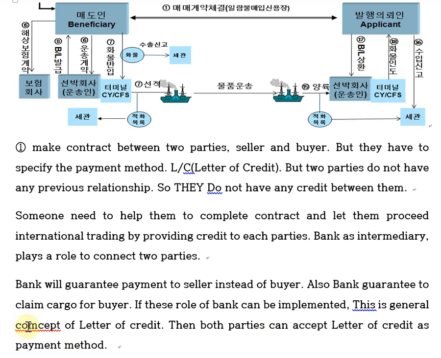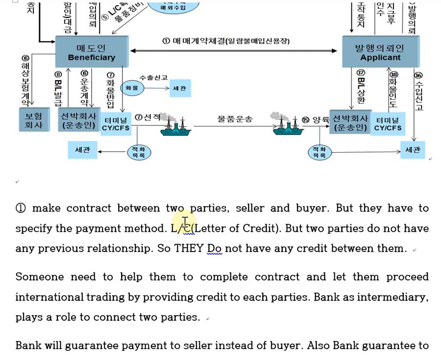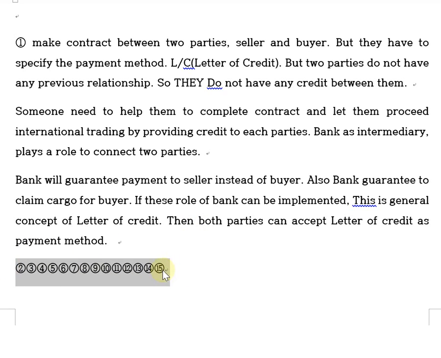I'm sorry, it's the concept of letter of credit. So this makes letter of credit usable as an international payment. The seller and the buyer have a basic concept of letter of credit, so they decide to accept this payment condition. Okay, understand? Number one is like that. Okay, good.